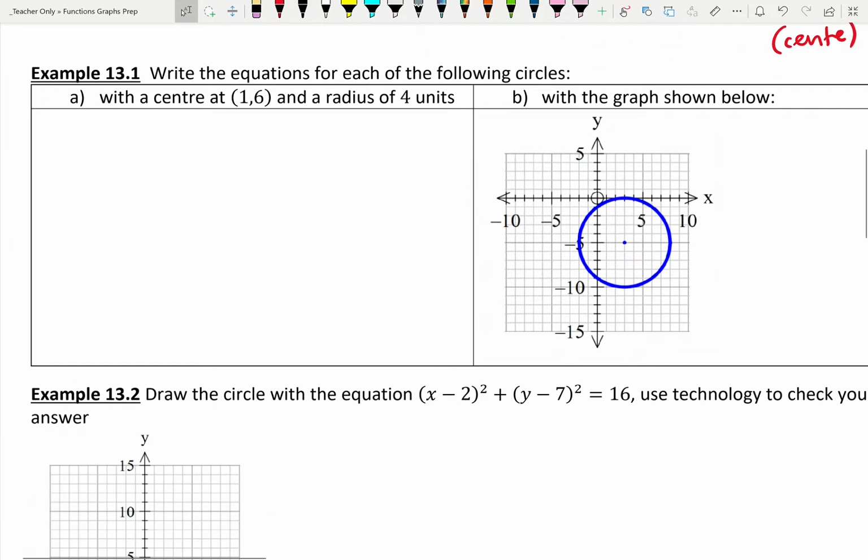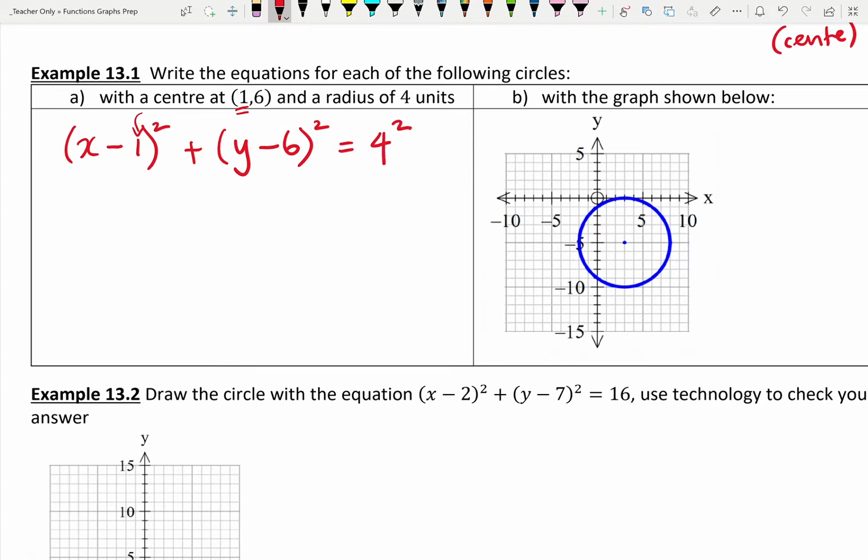Okay, example 13.1 is asking us to write the equations for the following circles. So we've got a centre at 1, 6 and a radius of 4 units. The centre at 1, 6 tells us that we're going to have x minus 1, because 1 is positive here, it's minus 1 in the equation, plus, always plus, y minus 6 all squared, and it has a radius of 4 units, so it is going to be 4 squared. And that's it. That's all you need to do for centre radius form.